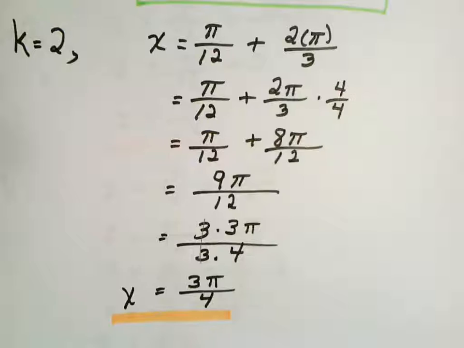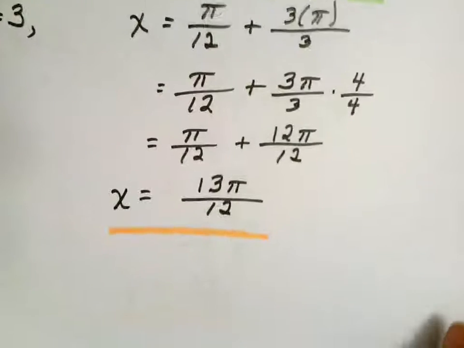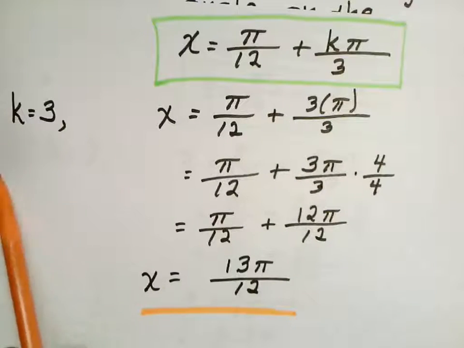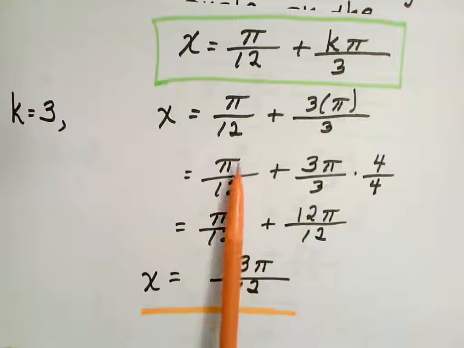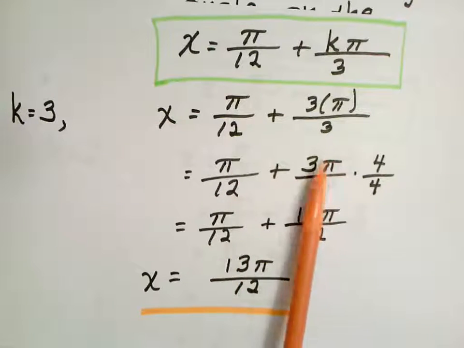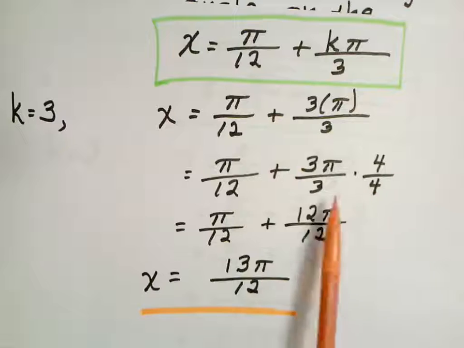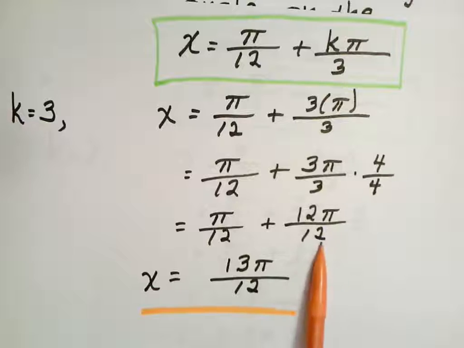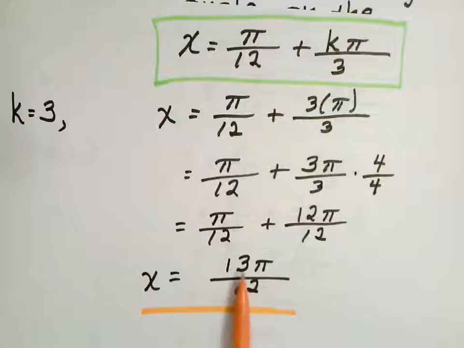And 3 pi over 4 is still between 0 and 2 pi. So we're going to use this equation again. This time we're going to let k be equal to 3. So we have pi over 12 plus 3 pi over 3, multiplied by 4 over 4 to get common denominators. And we're going to have pi over 12 plus 12 pi over 12. This is 13 pi over 12. This is still less than 2 pi because you see 12 will go into 13, 1 point something. And we're looking for all the solutions between 0 and 2 pi. And this will be a fourth solution.